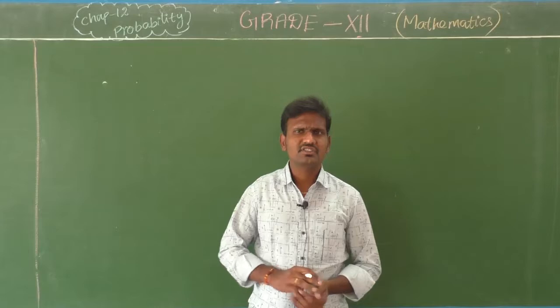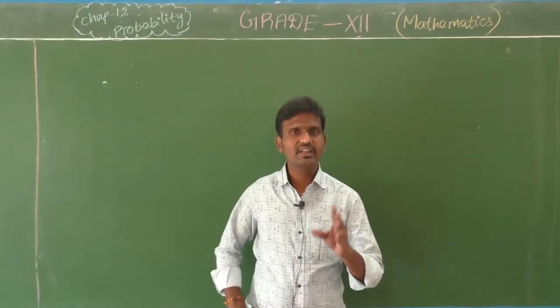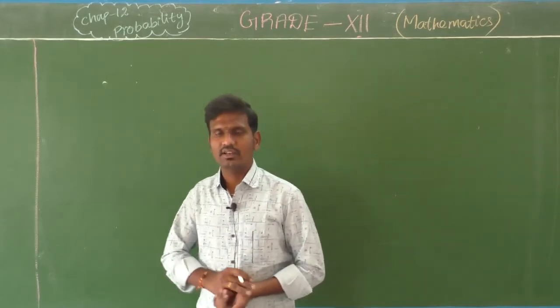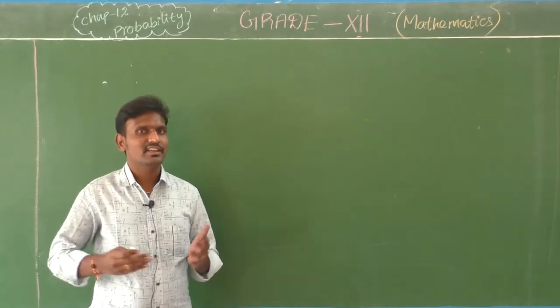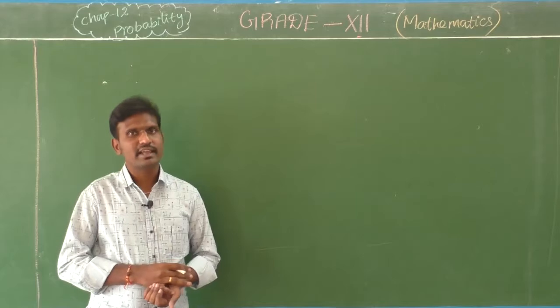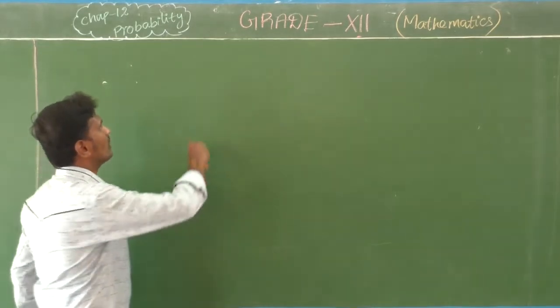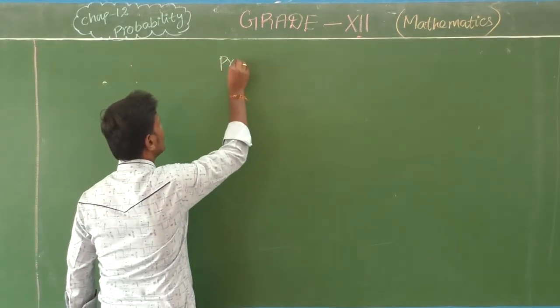These two chapters are also very simple. It is a very simple chapter. That's why we are taking it at last. Okay, finishing with the easiest chapter is nice, no? That's fine. Okay, now coming to the chapter probability.